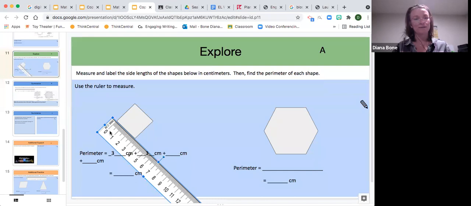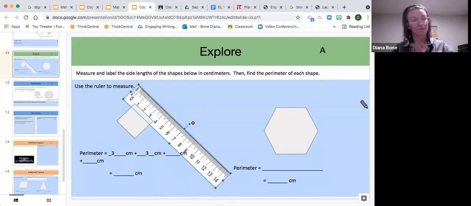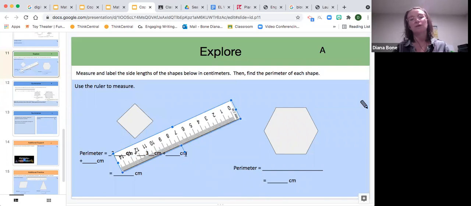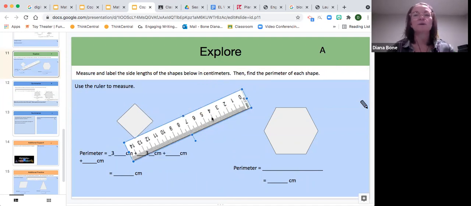And you know what? I'm still wondering if anybody's catching on that squares have equal sides, but even if they don't, it's cool. Move your ruler around, boys and girls. Use that little blue dot to rotate it. Click and drag on it to move it so that you can measure all the sides of these polygons.